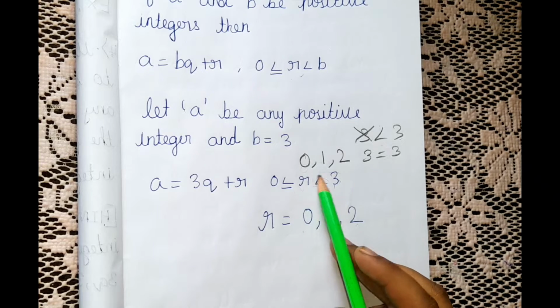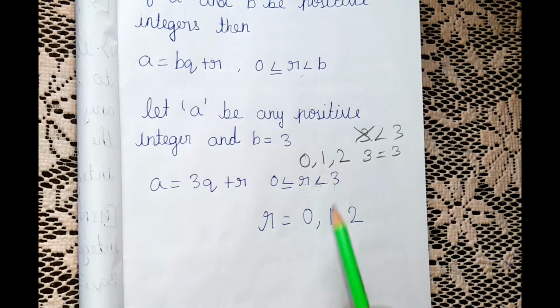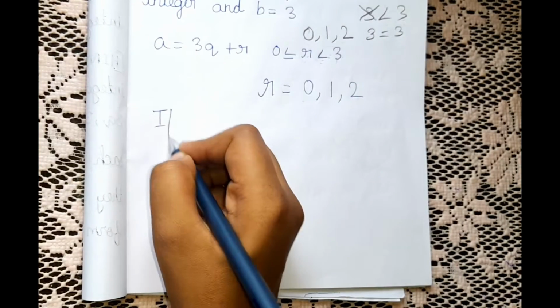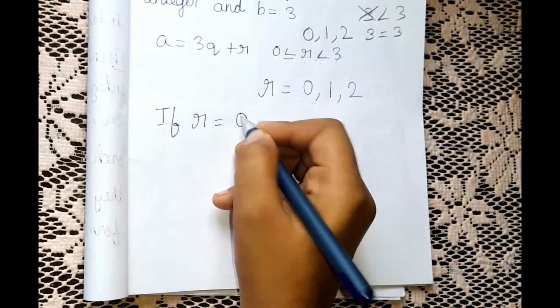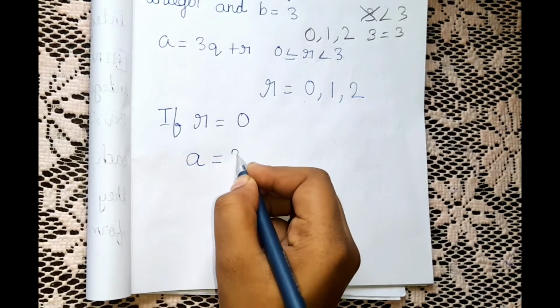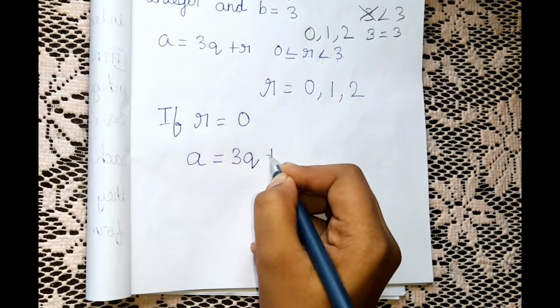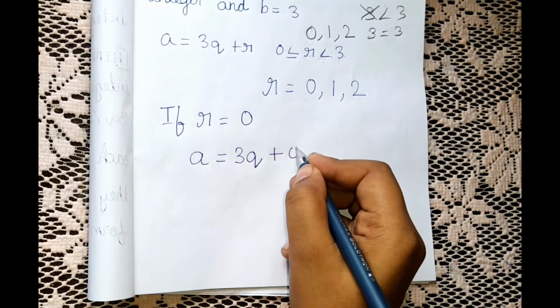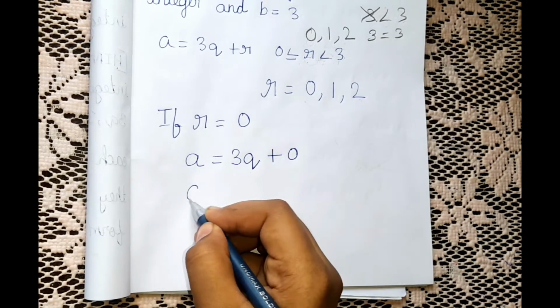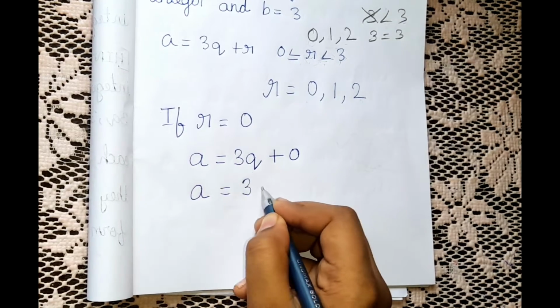So here if we take the remainder r as 0, 1 and 2, then we can solve this problem. We can't take 3, we can't take 4, 5 and 6. Okay, now let's solve it. First of all, let me write if r is equal to 0, then a is equal to, in b place I am writing 3 into q plus, in r place we should write 0. That means a is equal to 3 into q plus 0. Then a is equal to 3q.